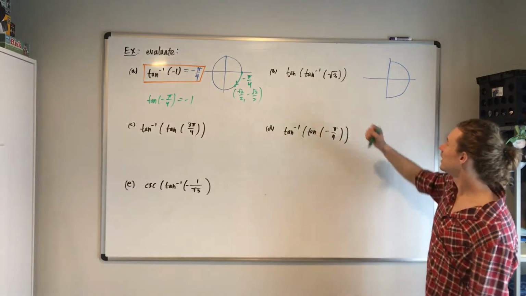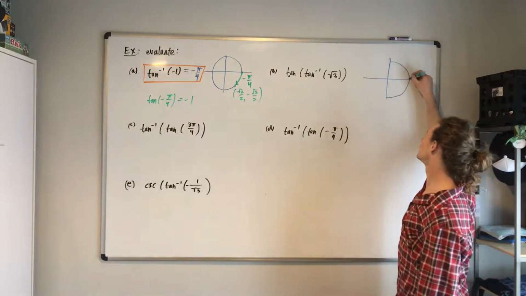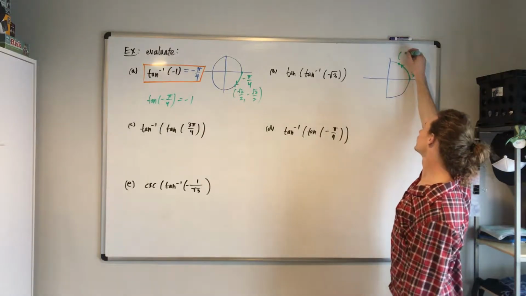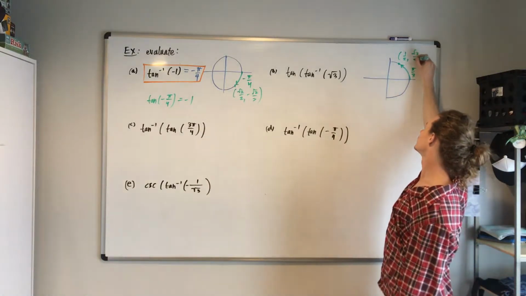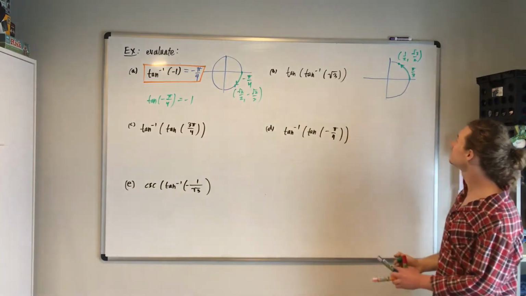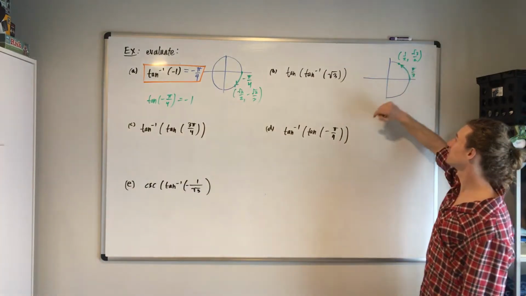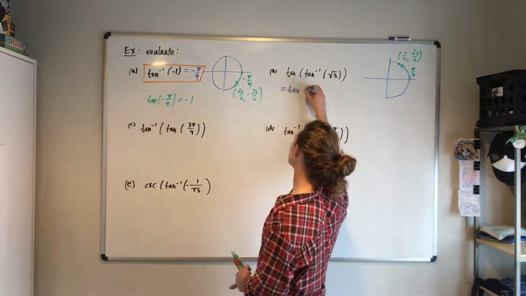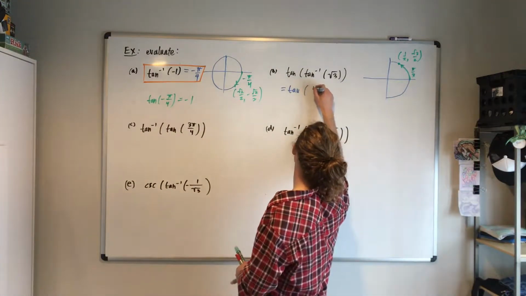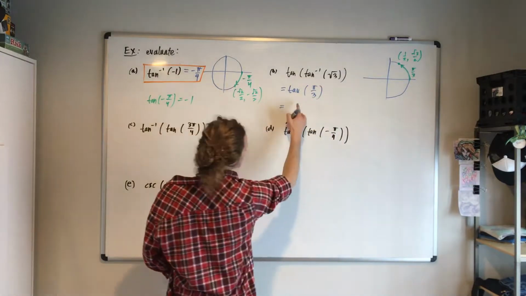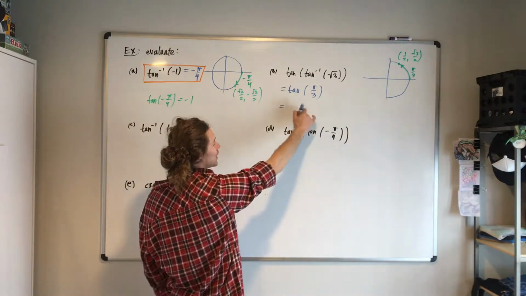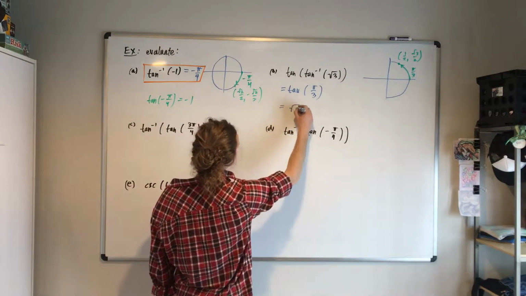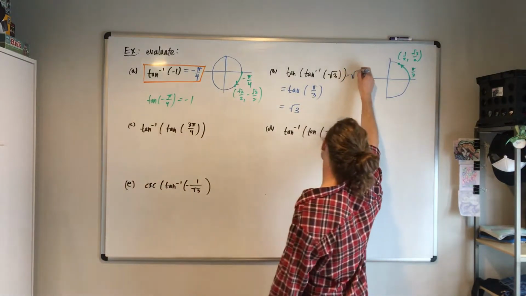In any case, we could look at the real number pi thirds, which has a terminal point of 1/2, comma, root 3 over 2, and we could consider that this ratio of root 3 over 2 and 1/2 is exactly equal to root 3. So we can simplify this composition as the tangent of pi thirds. And now the tangent of pi thirds is just the ratio of the y and x coordinate of the terminal point corresponding to pi thirds, which we can see is just root 3. So we find our solution, root 3.